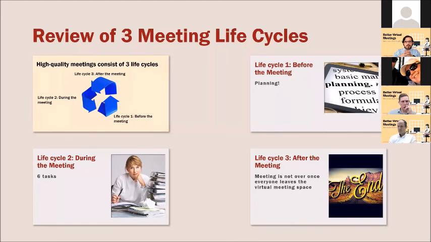So in review, high quality meetings consist of 3 life cycles. Life cycle 1 occurs before the meeting, and that's all about the planning, which is really important. Life cycle 2 is during the actual meeting, and there's 6 tasks you can do to help ensure a high quality meeting. And then life cycle 3, which is after the meeting, and that involves a lot of follow-up.